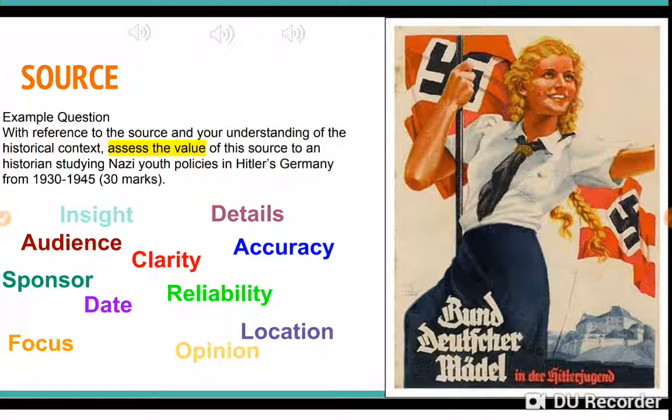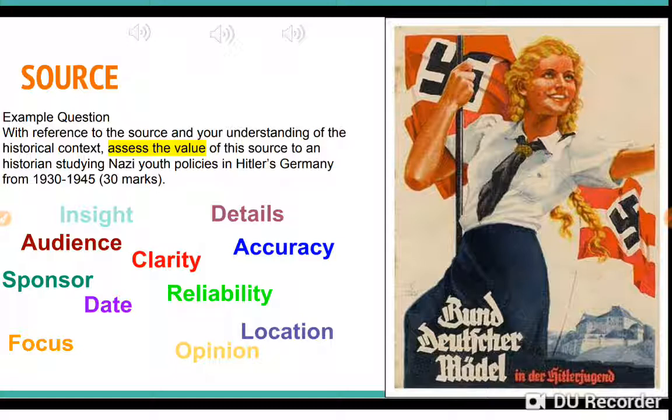First, you should consider the audience of the source. For example, this source would have been targeting young German girls, encouraging them to join the youth programme, the League of German Maidens. As a result, the source presents a glorified image of the desirable young Aryan woman. Next, the date of the source. This poster was published in 1936, when we know membership to Nazi youth organisations became compulsory.